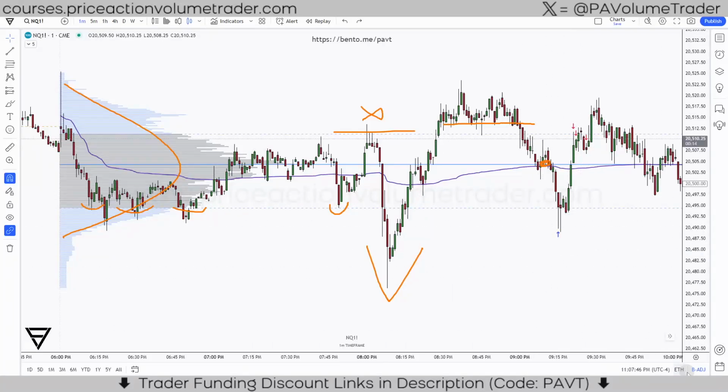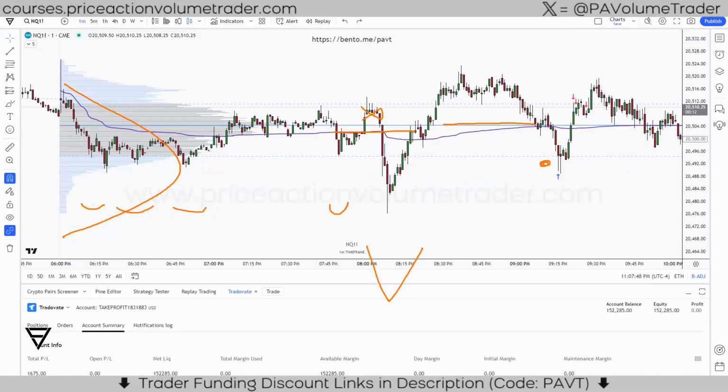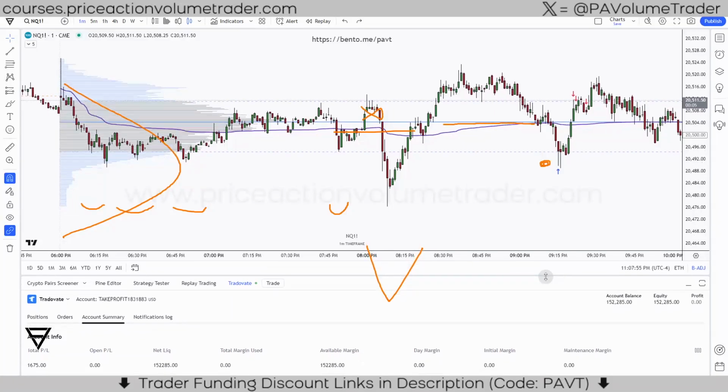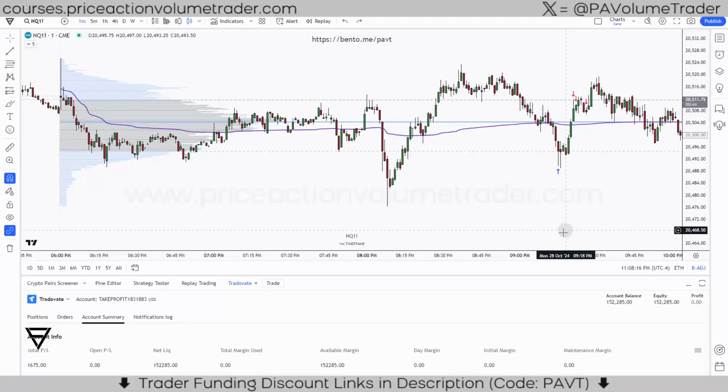Now this account, just so you can see that it is real, is a funding account with Take Profit Trader. It's a evaluation, the 150K account, which I have. I'm on day 2, and you can see the total P&L for the trade is down here. I made 1,675, and I'll go over the details in a second.